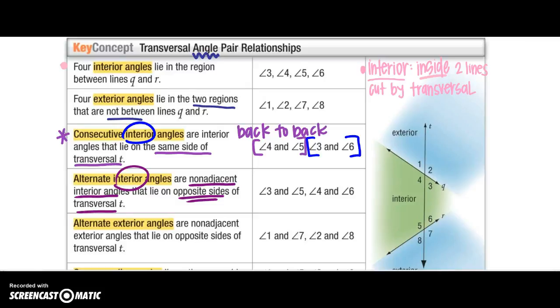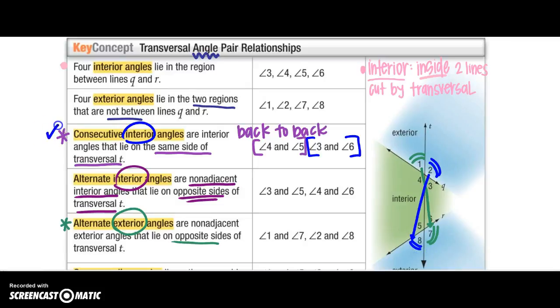All right, what about alternate exterior? Exterior means, remember, outside. So they're non-adjacent and they lie on opposite sides of the transversal. So I can say 1, I'm going to cross the line because I'm on opposite sides, and 7. And my other pair might be 2 and 8. So those are alternate exterior.